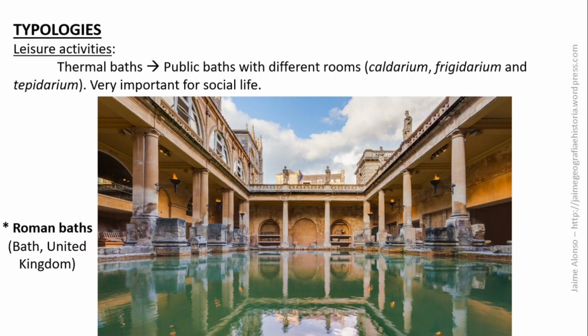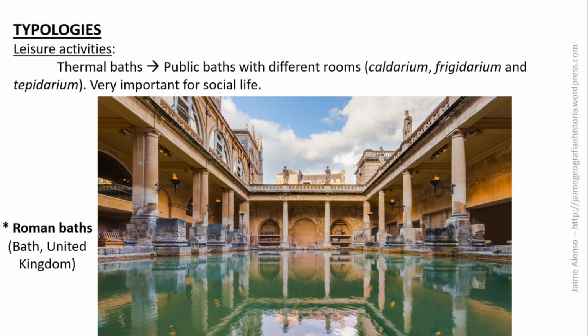Another type of building is the thermal baths, and it is divided into different rooms: the caldarium, the frigidarium, and the tepidarium. Caldarium with warm water, frigidarium with cold water, and tepidarium with mild water. They were really important buildings for Roman social life, and in this picture what we have are the Roman baths in the city of Bath, United Kingdom.